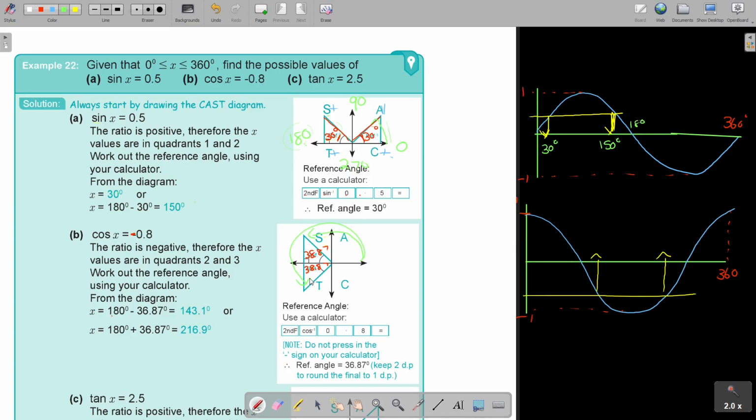Do you see that? So again, don't forget this is 0, this is 90, this is 180, and we don't work with 270 here. So if I want to find this angle, it's 180 minus 36.87. And if I find this angle, it's 180 plus 36.87. And don't forget what the question paper said in front: angles to 1 decimal place. And that's how I do that.